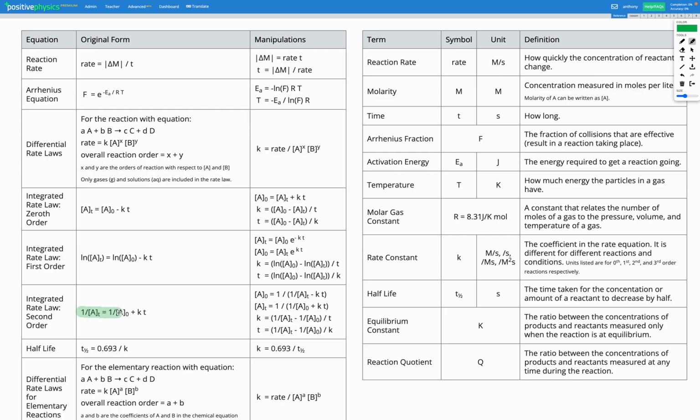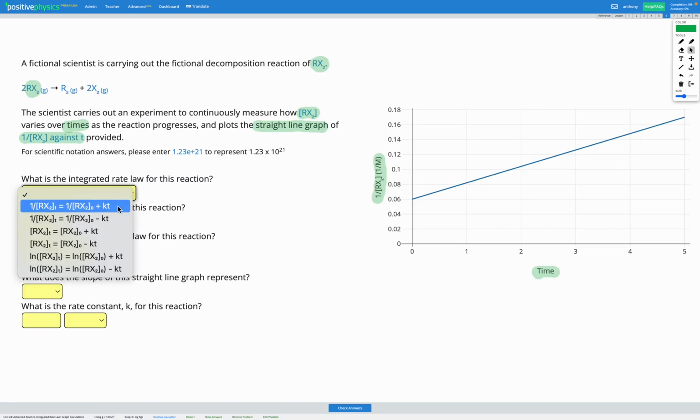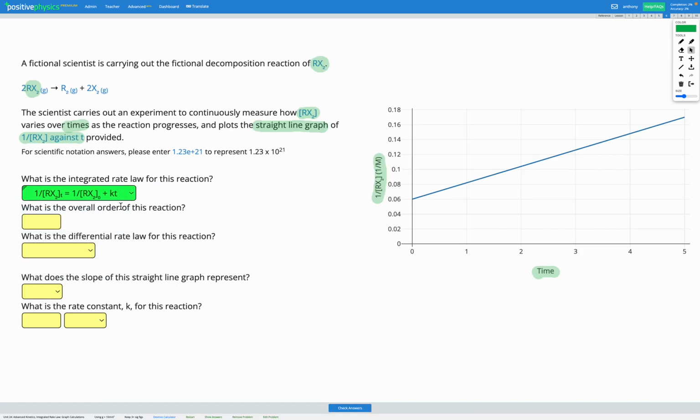Here's our rate law that involves 1 over the concentration of our reactant. That is the integrated rate law second order. So it's our second order rate law, and it's 1 over the concentration at time t is equal to 1 over the concentration at time 0 at the beginning plus kt. So that's going to be this one here.